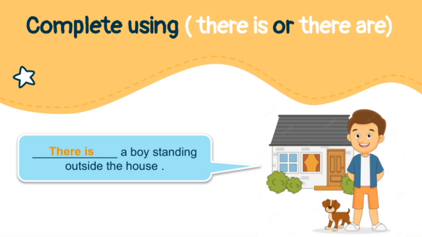Since we're talking about just one boy, we use there is. If we had multiple boys, then we would say there are. It's a simple but important rule for constructing sentences that describe the presence of objects or people. Remember, there is used when referring to one thing, and there are when referring to more than one. This helps make your sentences clear and grammatically correct, especially when describing situations or scenes like this one.